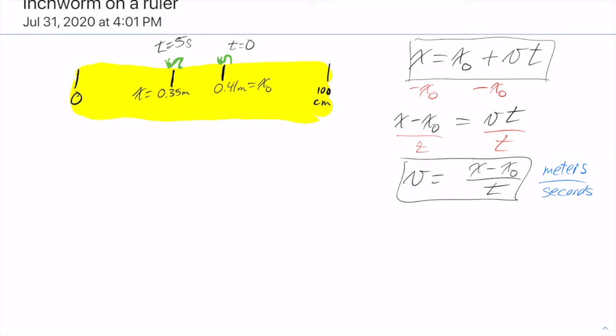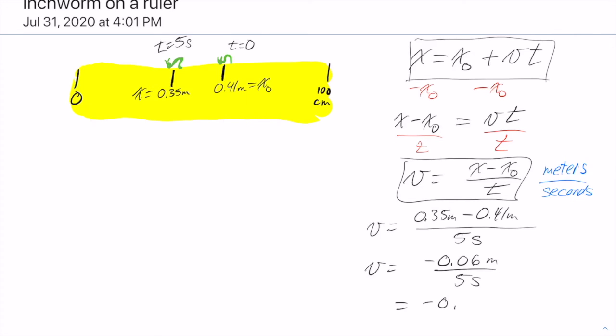Okay, so now I can plug in values. So I've got velocity is equal to the final x, 0.35 meters, minus 0.41 meters, divided by 5 seconds. So on top, 0.35 minus 0.41 is going to give me a negative number, so that's negative 0.06 meters divided by 5 seconds on the bottom. And so, quick calculation, that gives me negative 0.012 meters per second is my velocity.